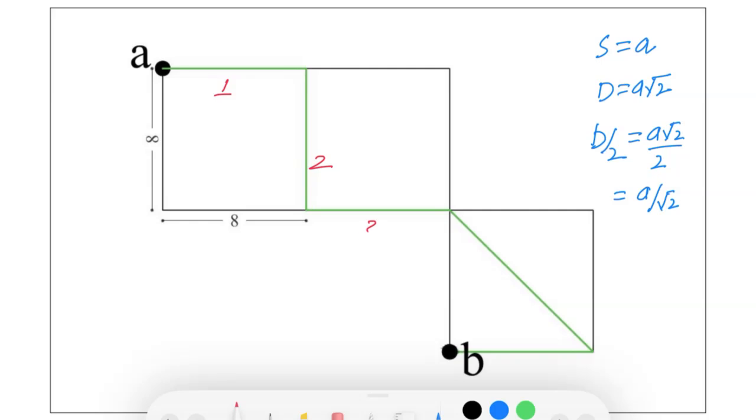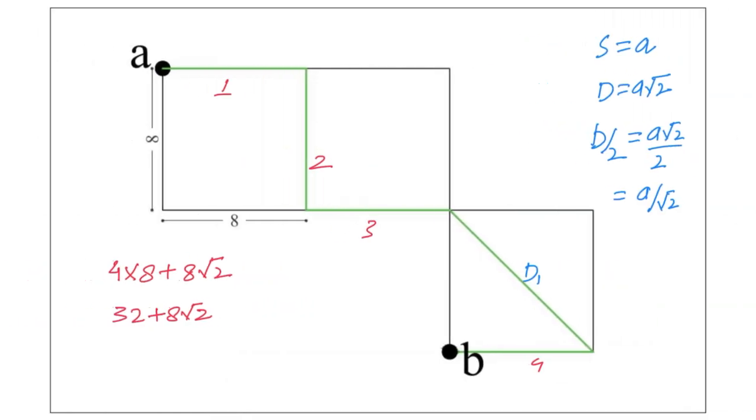We're getting one side, second side, third side, fourth side, and fifth is our diagonal. So we are getting d1. Let me call it simply d1. So four sides, that is 4 into 8, plus one diagonal, that is a root 2. So 8 root 2. Therefore our final answer is 32 plus 8 root 2. Okay, done with this. Let's move to the next question.